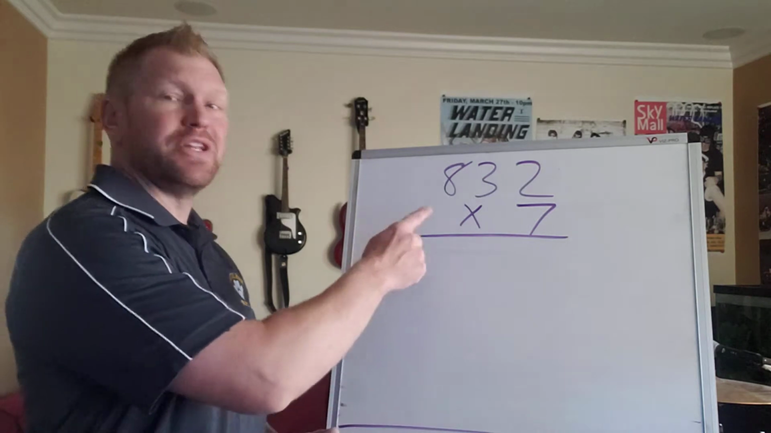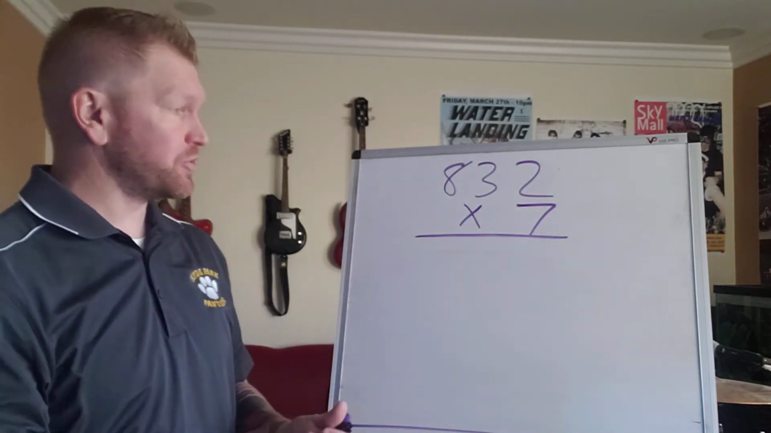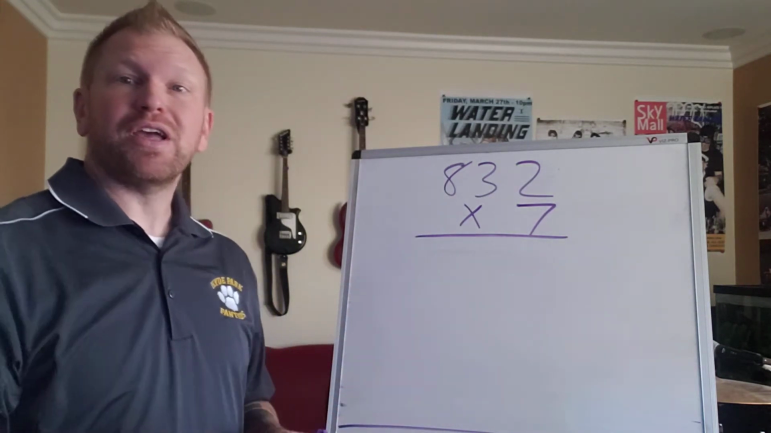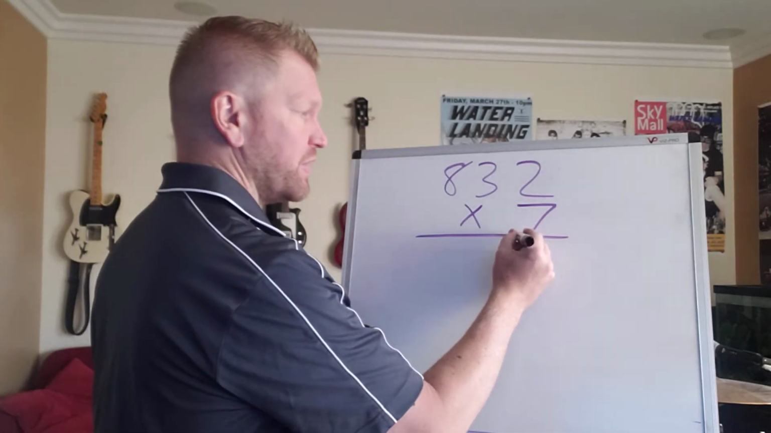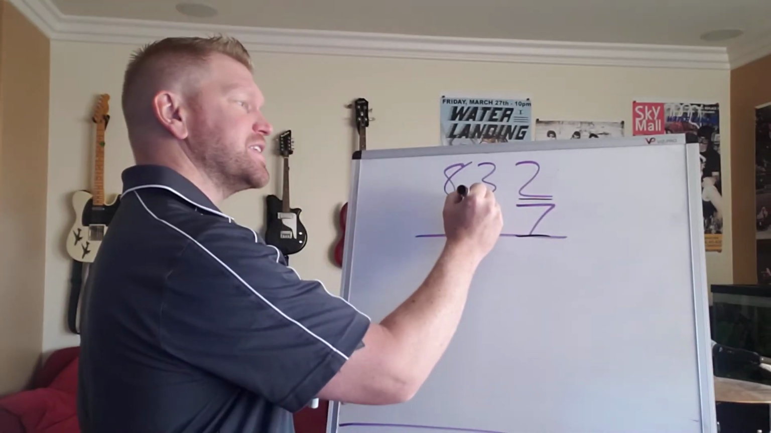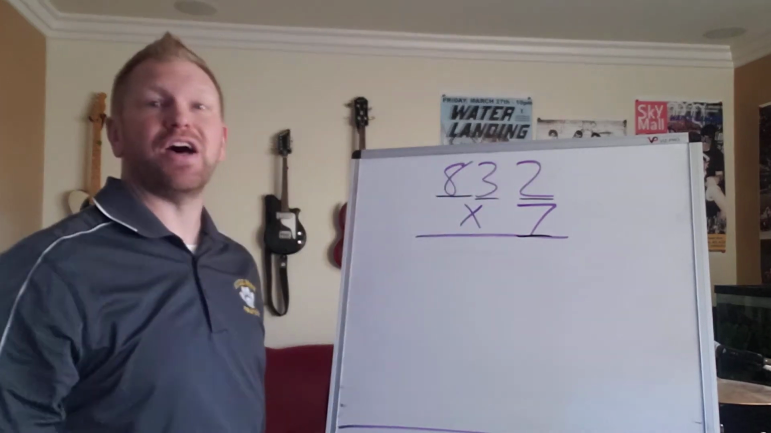In this case, we have a 3-digit number multiplied by a 1-digit number, 832 times 7. Okay, so we're going to start with this 7 that we're going to multiply. We have to multiply it by the ones place, then the tens place, and lastly the hundreds place.